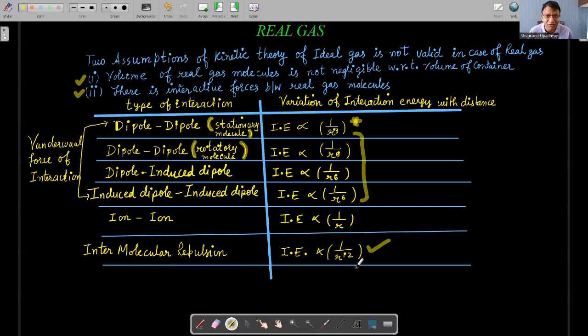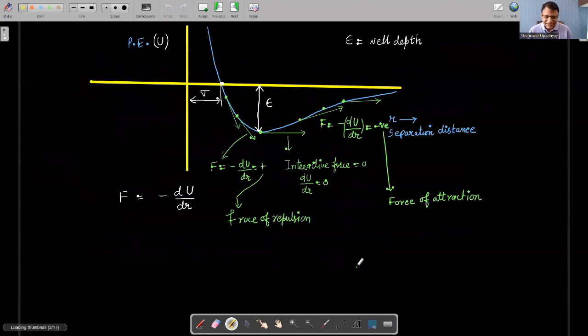So when we are talking about interactive forces, think about both attractive as well as repulsive, and the sum of that will decide the net interaction energy. This is a graph of potential energy versus separation distance between two molecules. When these molecules are very far apart, when the separation distance is large, there are no interactive forces. If there are no interactive forces, potential energy will be zero.